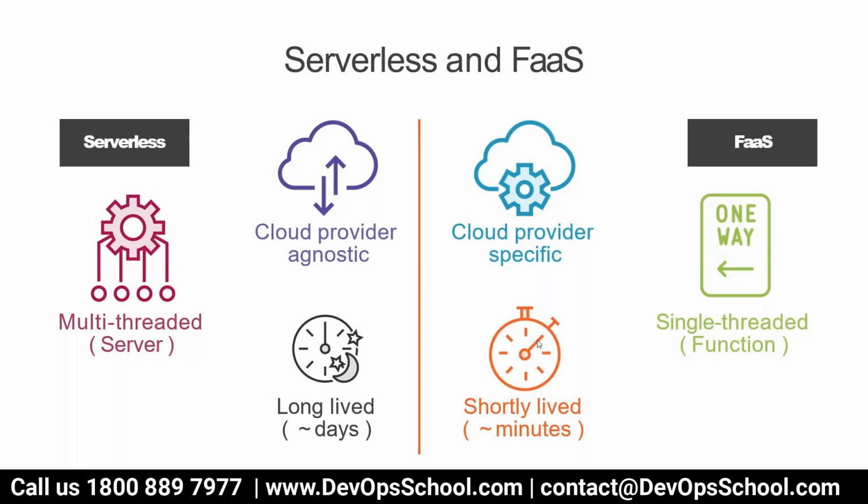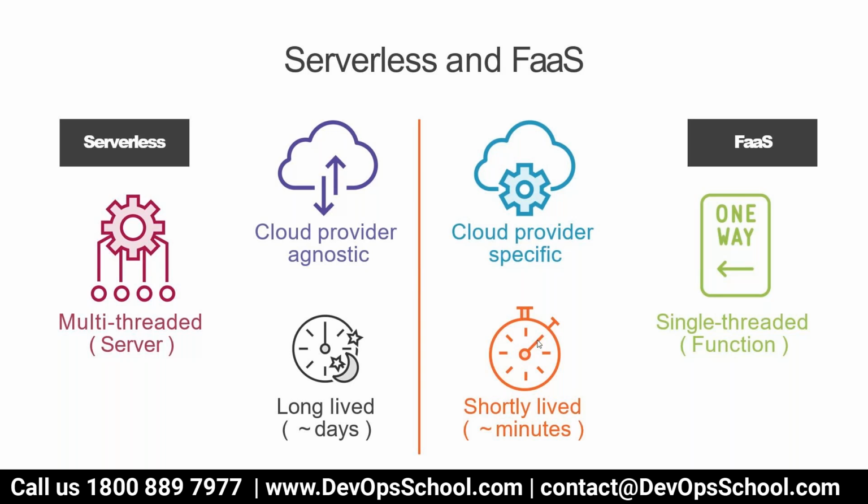When you look at serverless, it runs on a multi-threaded server, and serverless is cloud provider agnostic. That means your platform can run on AWS, Azure, Google Cloud, or many other platforms, private and public. From the end user's perspective, you have no realization of it. Whereas function as a service is cloud specific. That means Lambda is only for AWS, Azure Functions is only for Azure, like that.